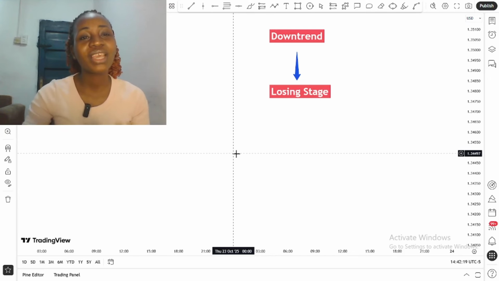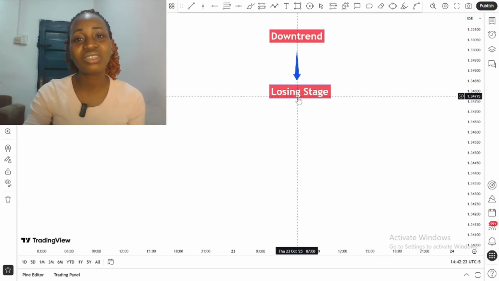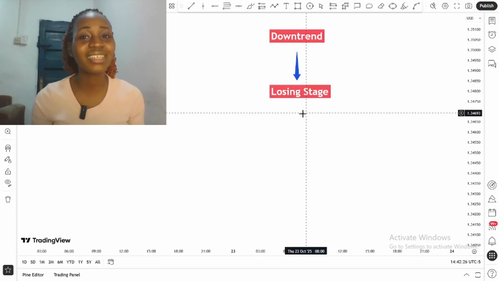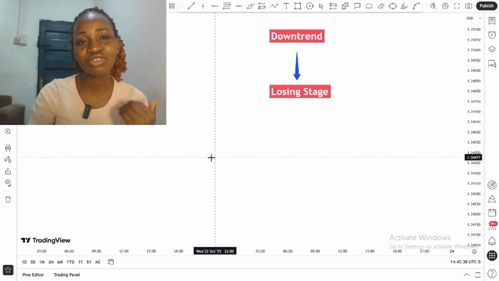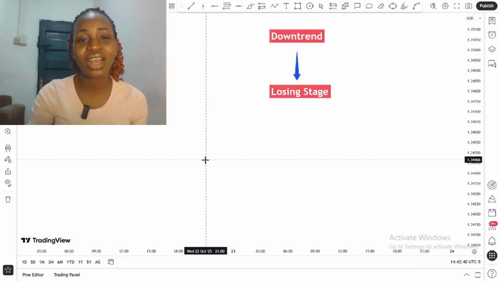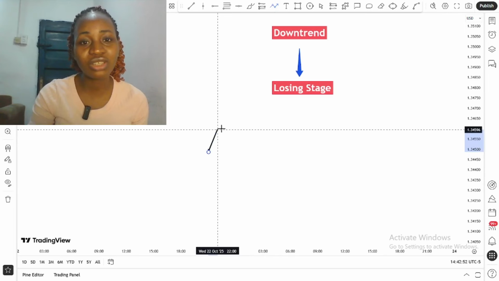Let's dive in. We are going to start with the first stage, which is a downtrend. The downtrend represents the losing stage of a trader. This is where every beginner trader begins, and the curve of a beginner trader goes like this. Let's say the trader funded his or her account and starts making profits. The equity curve goes like this, pointing to the upside.